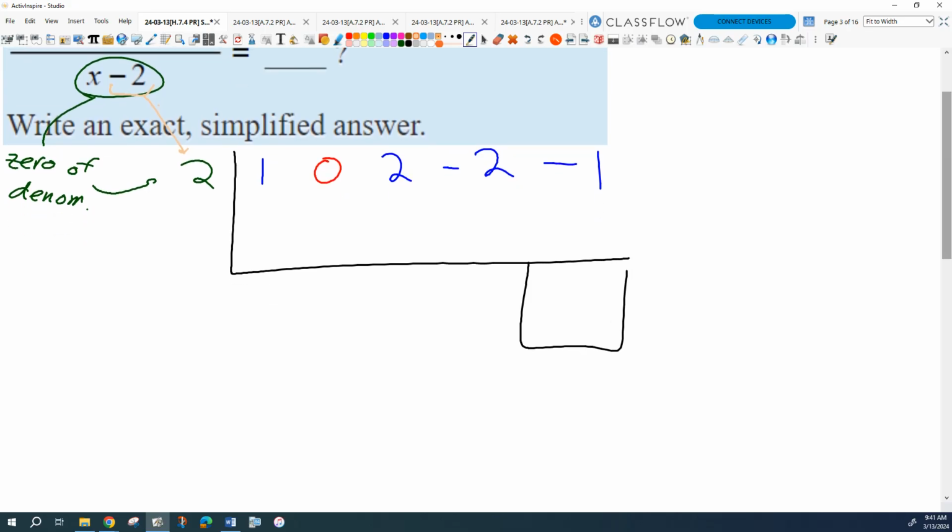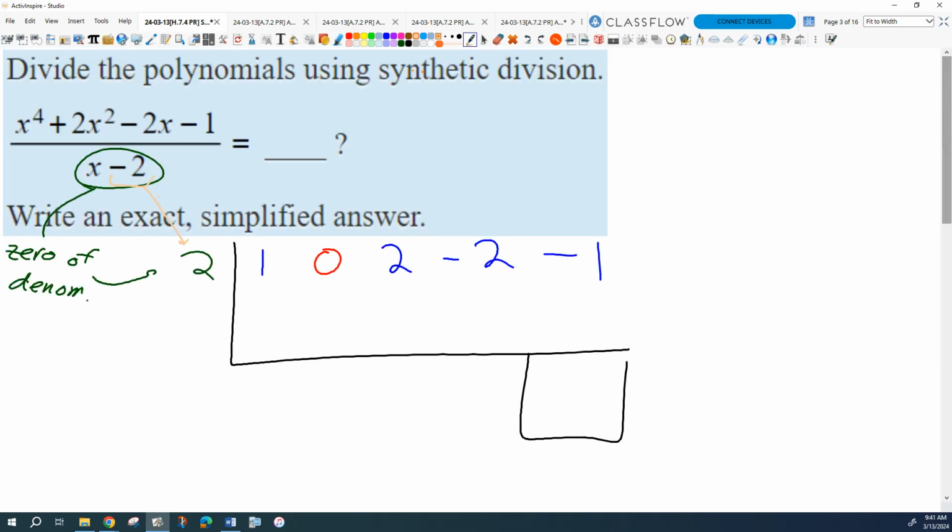All right, so now I've set up the process. Everybody okay with how we set that thing up? Okay, not so bad. The 0 of the denominator goes in front of the bracket. The coefficients of the numerator go inside the bracket. Okay, now we do the process.